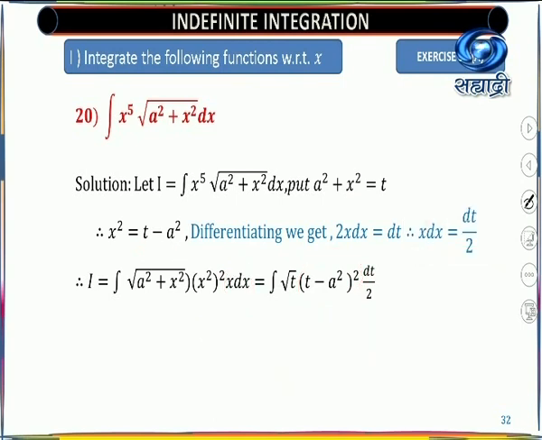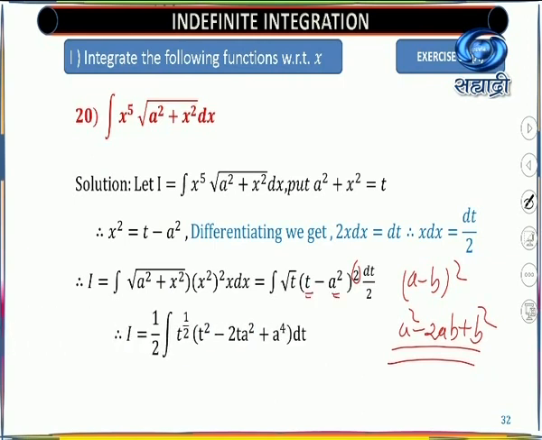Now we need to simplify, means we will take a power 2. That is a minus b square, we need to expand it. What is a minus b square? a square minus 2ab plus b square. That we will write first. So a is t here, b is a square. Okay, so we will start our next step.